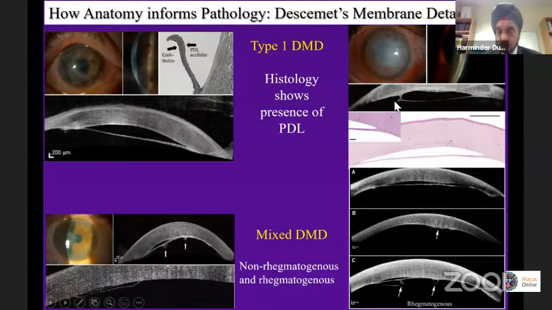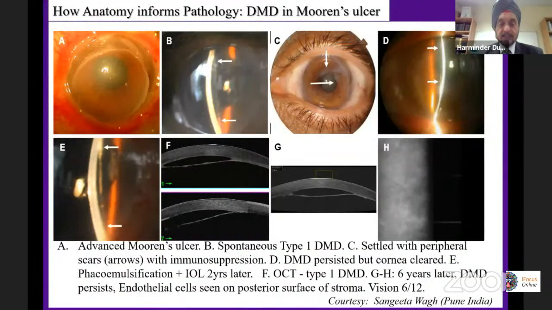And if you see a strand extending from the posterior cornea to your Descemet's, be absolutely sure, 100%, that this is pre-Descemet's layer. It's a type 1 detachment, because you don't get any strands between the pre-Descemet's layer and the Descemet's membrane. And then again, from Sangeeta Wagh, I got this amazing case of Morax ulcer where they had Descemet's membrane detached. See that straight, taut chord of a circle appearance.